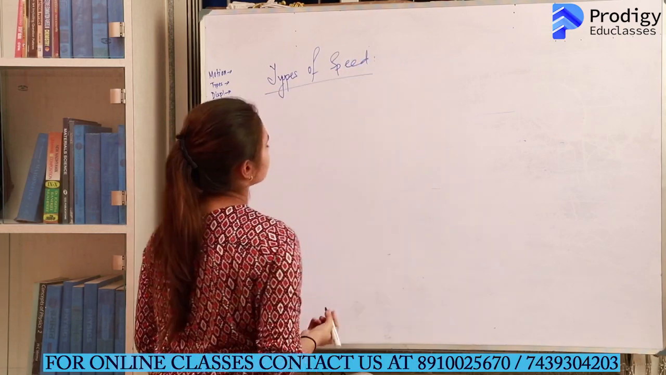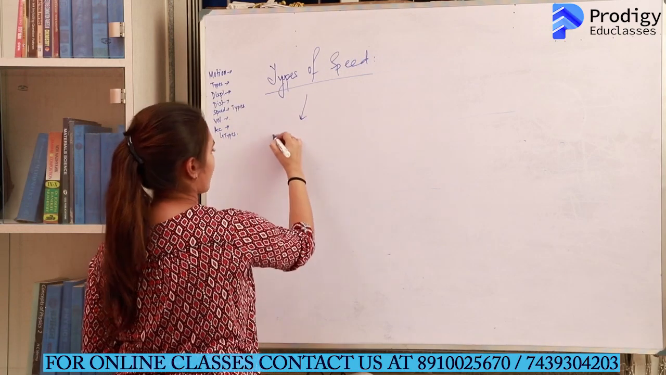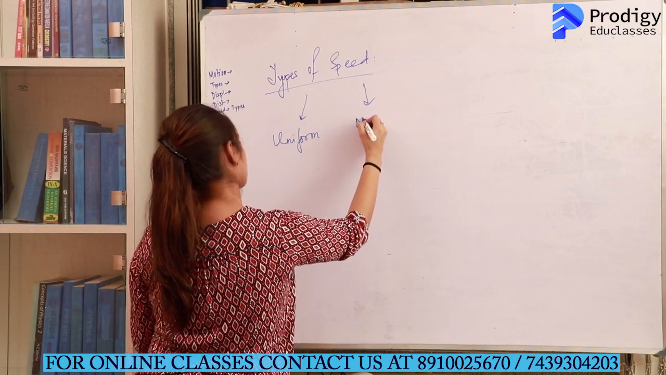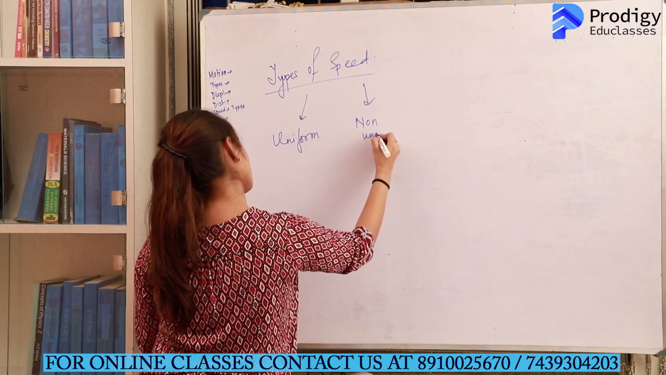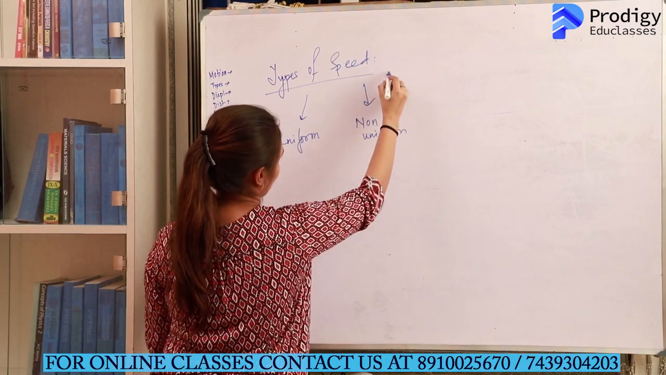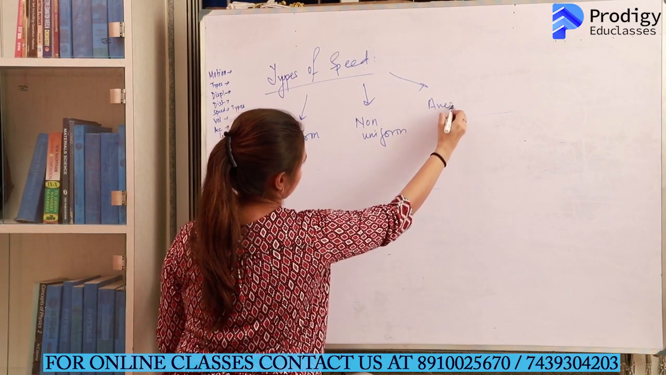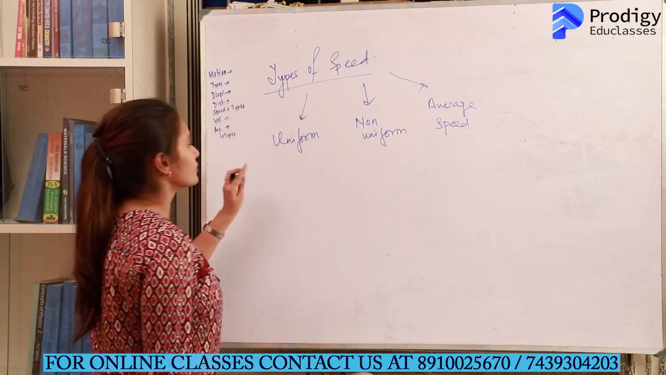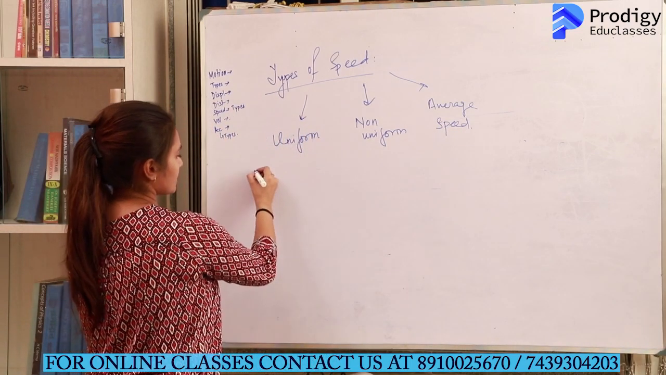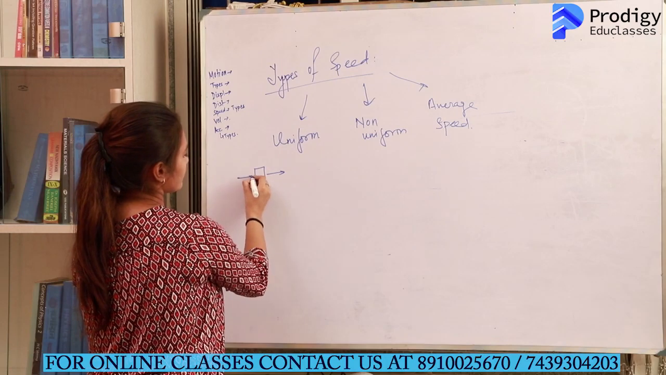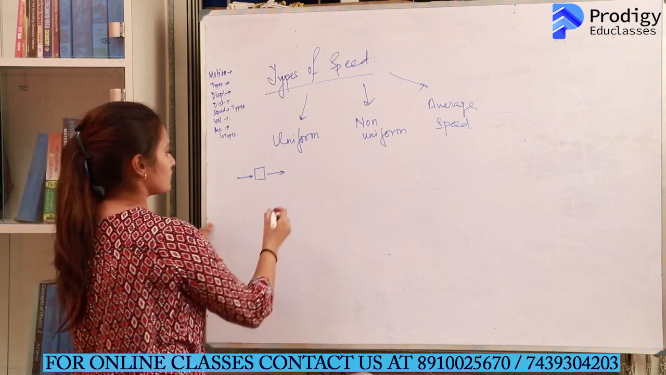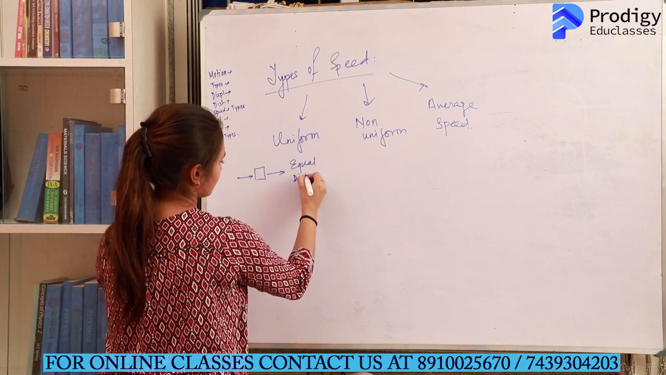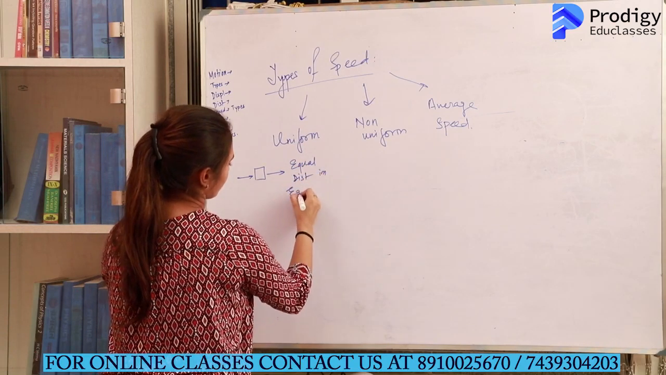Just like motion had 3 types, speed also has 3 types. The types are uniform speed, non-uniform speed, and average speed. What is uniform speed? When any object travels equal distance in equal time, then it is known as uniform speed. Equal, the key point to this term is equal distance in equal time.